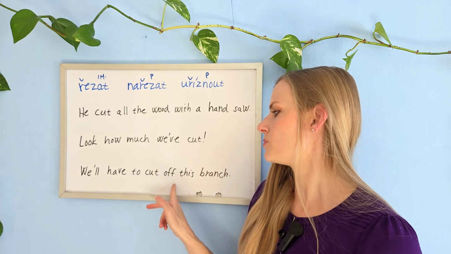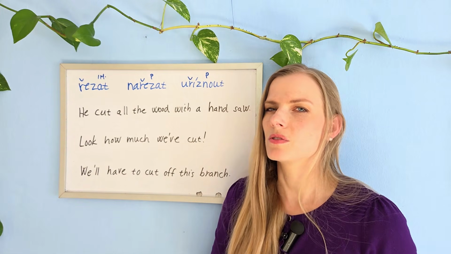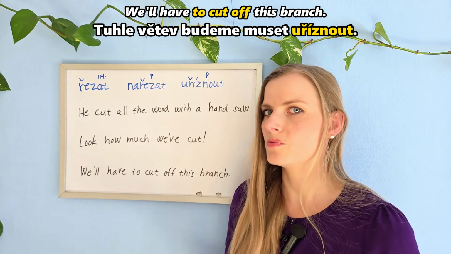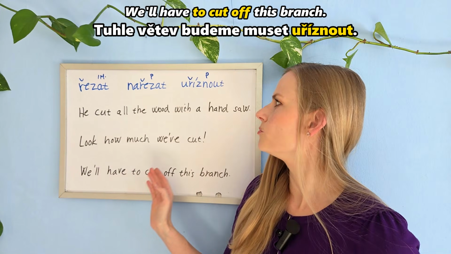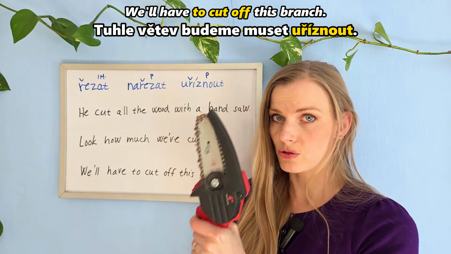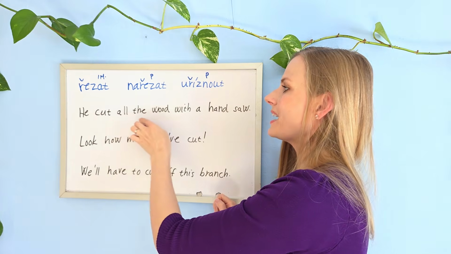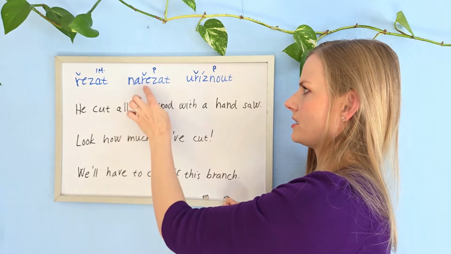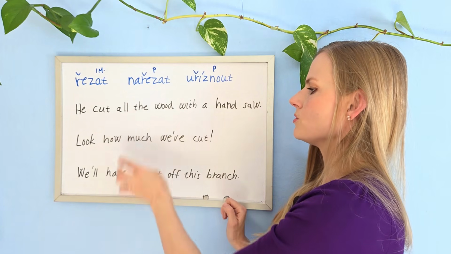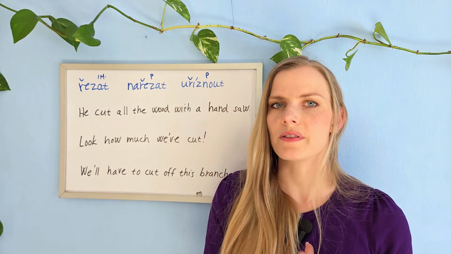We'll have to cut off this branch. Well, here it's clear. It's a branch of a tree. We would not really use scissors. Tuhle větev budeme muset uříznout. So, řezat here, if it's he was cutting all the wood, or we could also say nařezat here. Nařezat a uříznout.